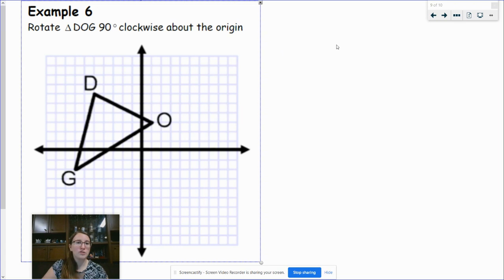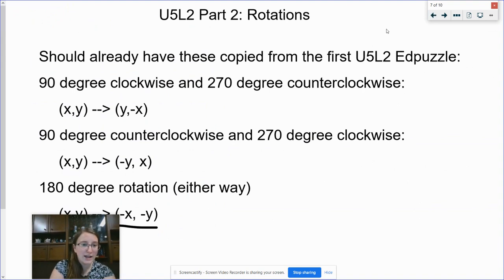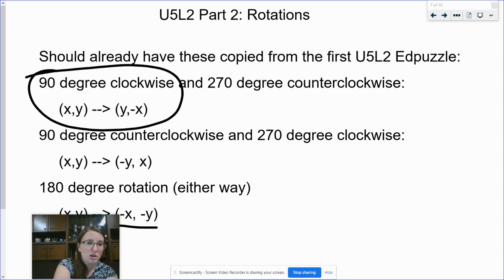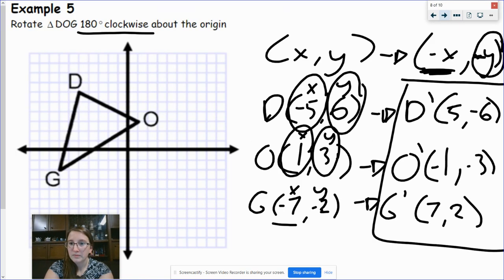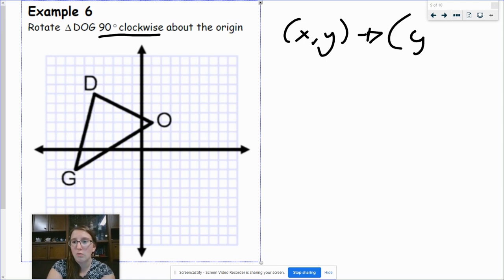Okay, so what we need to do first is copy the formula for this situation. 90 degrees clockwise. Be very careful, guys. If you don't pay attention to the direction, you could get the wrong formula. 90 degree clockwise, we need to go to Y, negative X. So for 90 degree clockwise, each point that we have is going to change to Y, negative X.